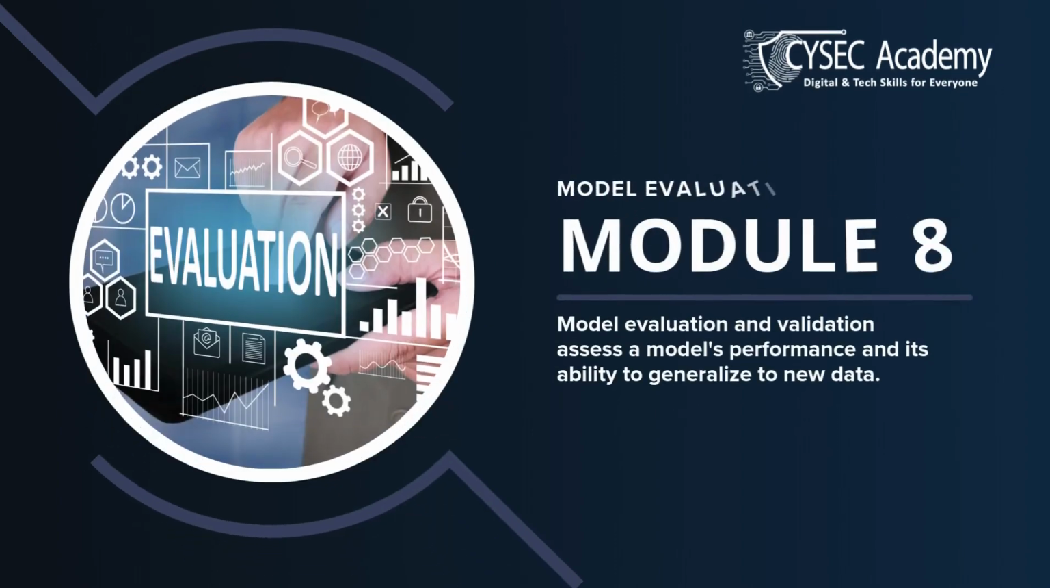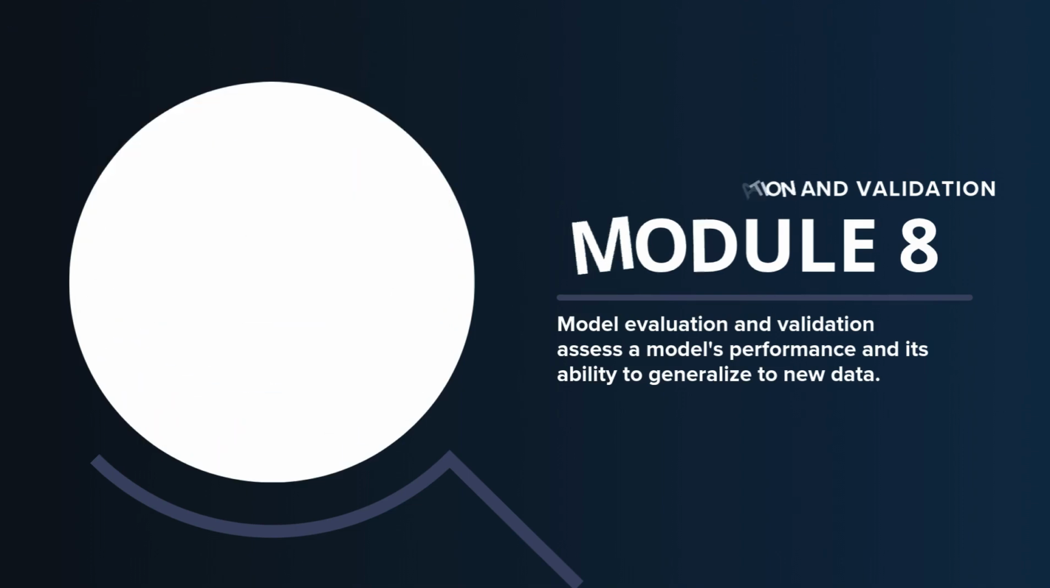Welcome to Module 8 of the AI and Machine Learning course. Module 8 explores model evaluation and validation in machine learning, covering methods like train-test split and cross-validation, key performance metrics for classification and regression, and concepts such as ROC, AUC, bias, and variance to ensure reliable model performance.